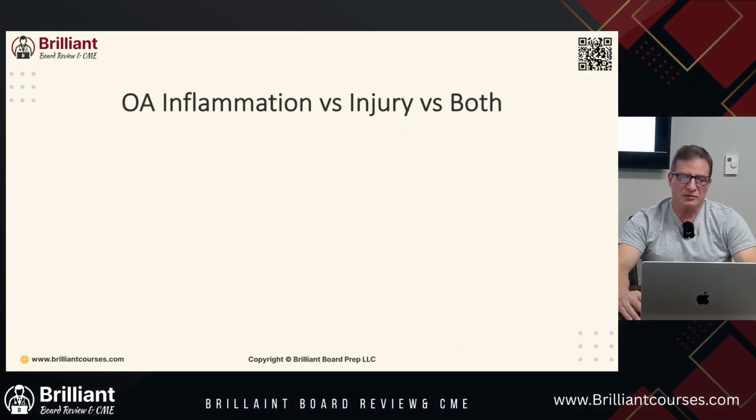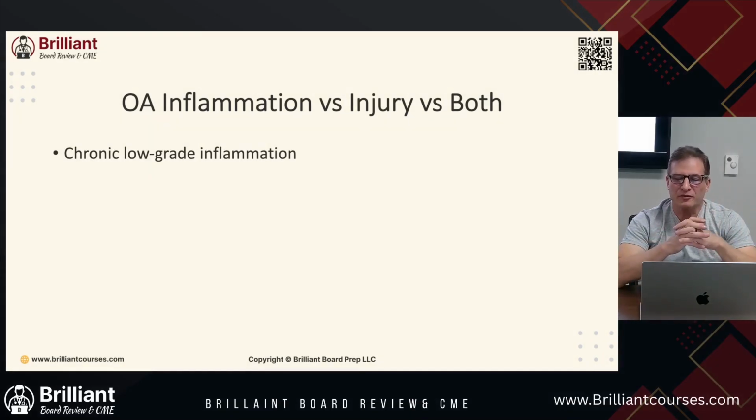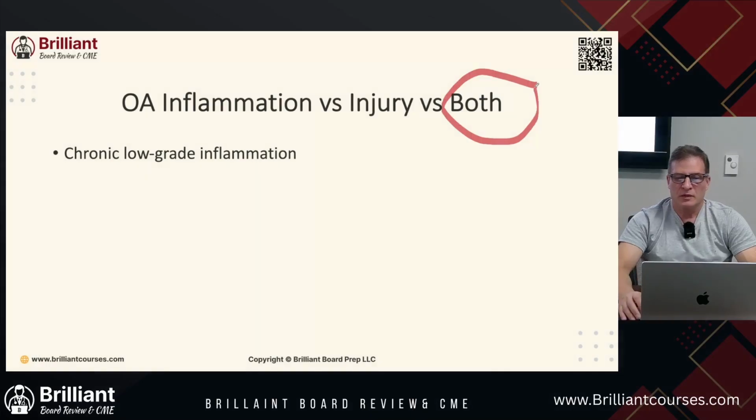Well, let's bust another dogma. Osteoarthritis. Now, that's from repeated injury, right? If you go in your textbook, it's repeated injury. No, it's not. It's a chronic low-grade inflammation. Now, is it possible they had an injury first and then we have an inflammatory response second? It's possible. That may be the correct answer, is that it's a combination of kind of both. So, overuse injury combined with inflammation.